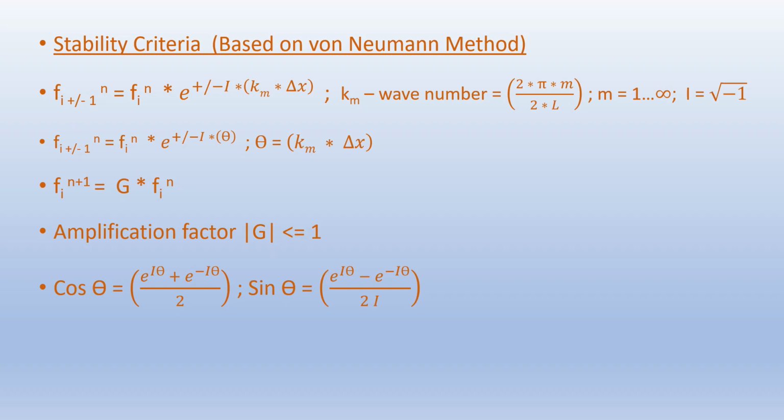And we can compare this to an equation f_i^(n+1) equals g times f_i^n. Here the amplification factor is g, and the condition we need to meet for stability is the modulus of g should be lesser than or equal to 1. Here we need to use the identity cos theta equals (e^(I theta) plus e^(-I theta)) by 2, and sin theta equals (e^(I theta) minus e^(-I theta)) over 2I.